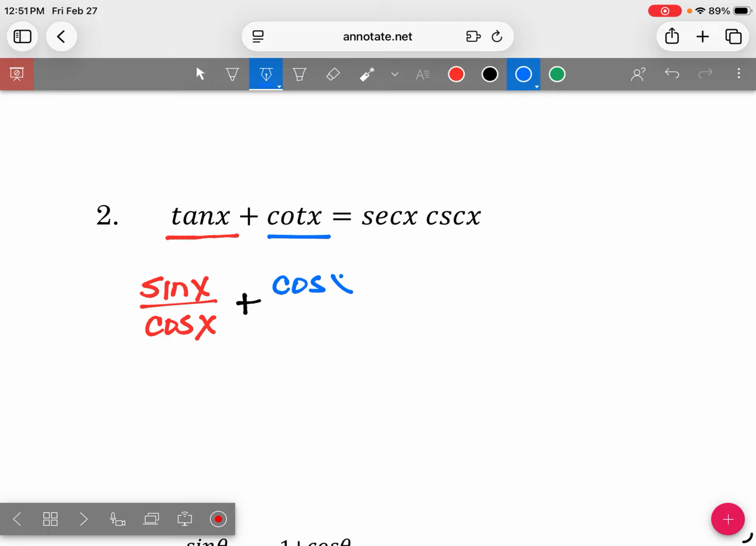Okay, so now what do we do? We've got two fractions to add. What do we need to have to add fractions? A common denominator. So we're going to multiply this fraction by what? This one we're going to multiply by sine, and this one we're multiplying by cosine. So let's do it.